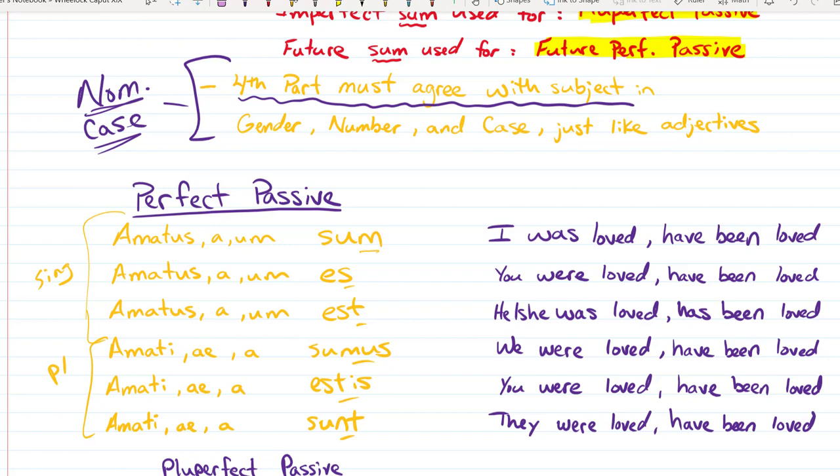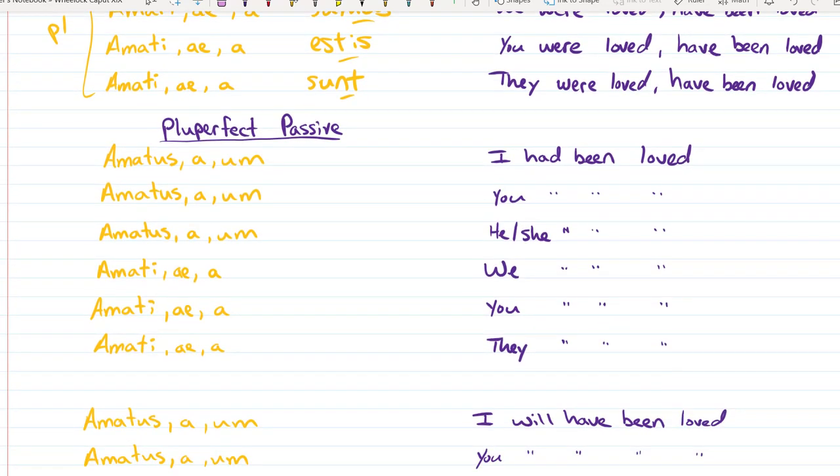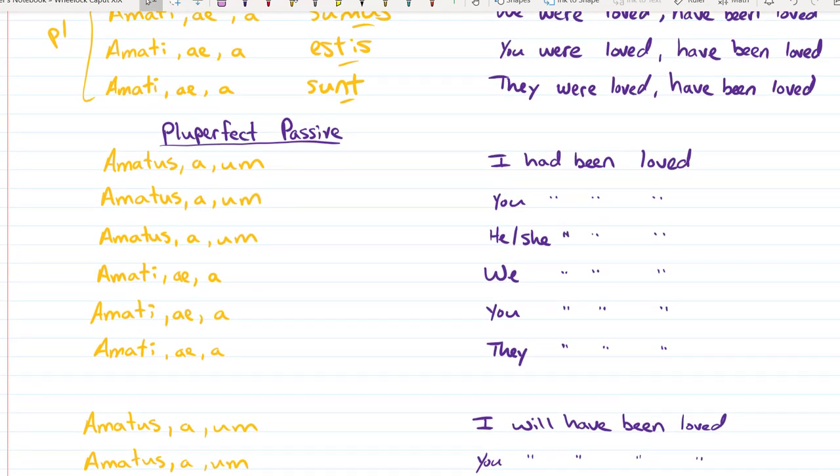Okay, you might want to write this whole thing down here for the perfects before we move on to pluperfect. The pluperfect. Okay, again, you're going to use had. Okay, so I had been loved, or you had been loved, he, she, or it had been loved, we had, you had, they had been loved. To form it, it's the forms of your fourth part of your verb again, amatus, or amati, amatae, amata, and you just take it and you add the imperfect form of to be to it.